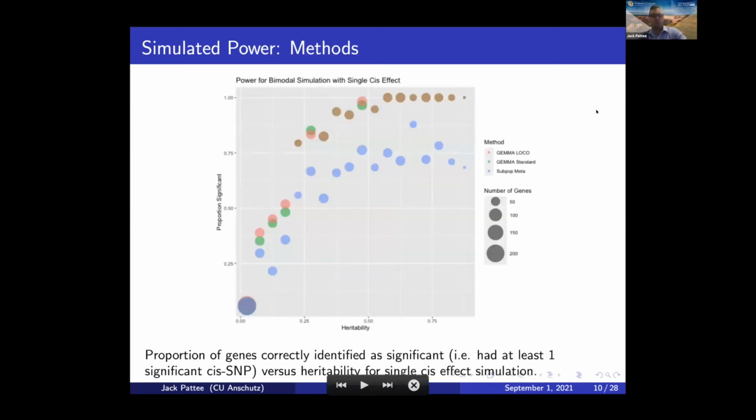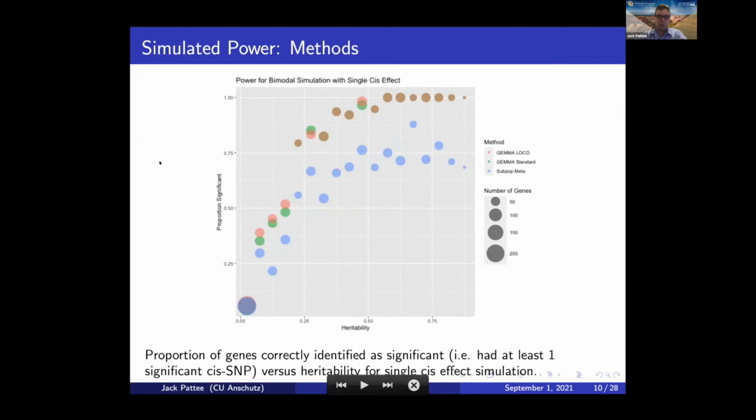So I'm just going to present results for the single cis effect simulation. The other simulations were similar, so I left them out to save time. So here we have on the y-axis the proportion significant, or essentially the empirical power. The x-axis is the heritability, and then the color of the dots indicates the method, right? So this is the 43 subject subset where we're comparing the different methods. Red is GEMMA LOCO, green is standard GEMMA, and blue is subpopulation meta-analysis. We see the superior power, pretty apparently, of the 2 GEMMA methods that aren't the meta-analysis, and then in the blue we have clearly inferior power.